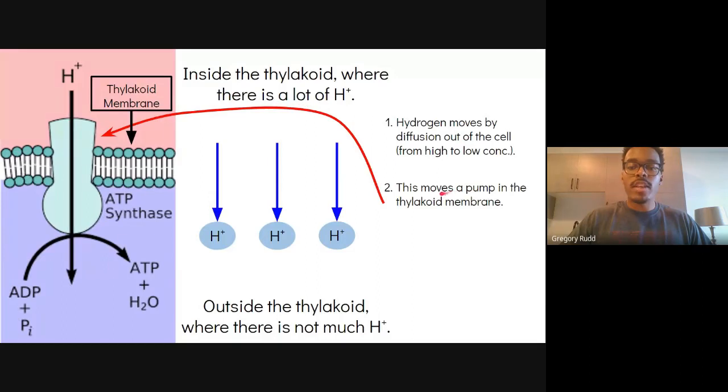the hydrogen are moving through a pump in the membrane. So this thing that kind of looks like a keyhole here is actually a pump. And as the hydrogen move through this pump, the pump is actually turning. So again, super, super intelligent design here. We're doing something that doesn't actually require any energy, and we're using it to move a pump. We're essentially stealing energy from it.